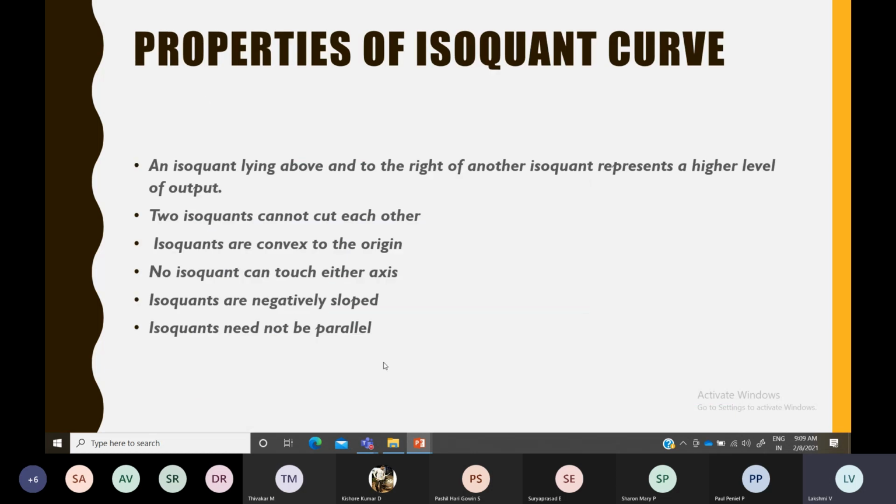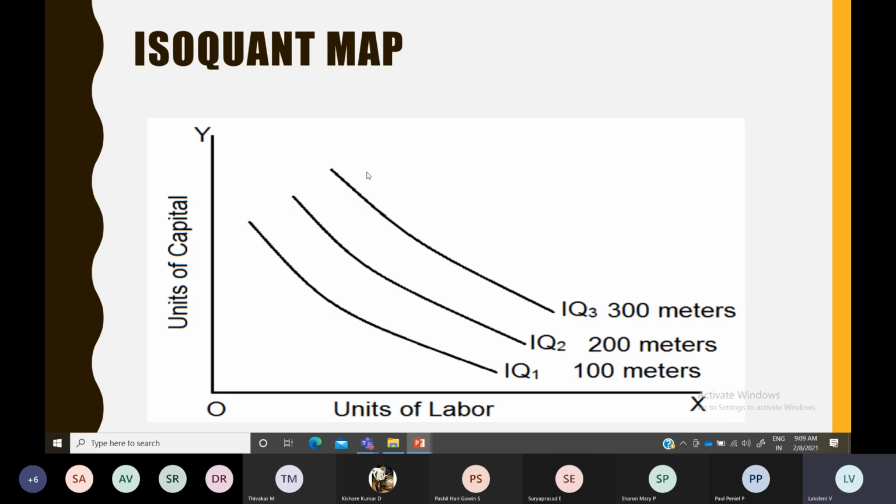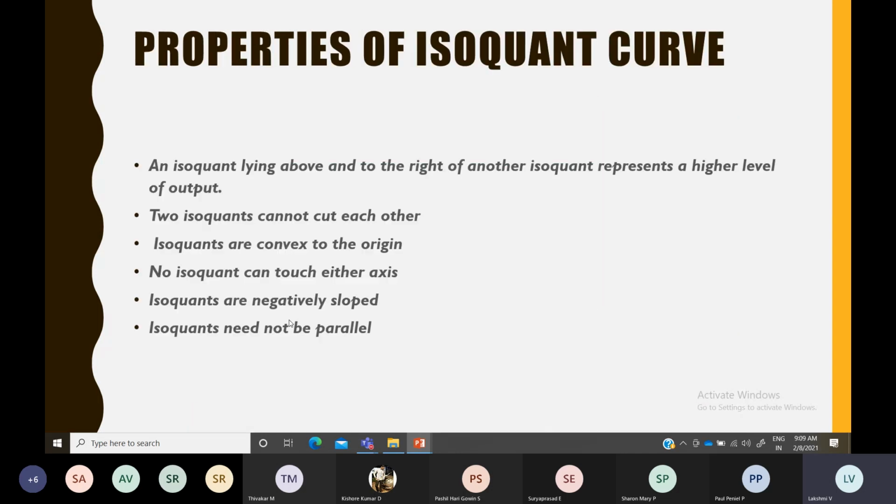So, properties of the isoquant curve. If you see two isoquant curves, they will not cut each other. As we told, the one which is lying above will give the maximum output. The one which is at the lower level will give the lower level of output. And these two will not touch each other. It will not touch the x-axis or the y-axis. And it is convex to the origin.